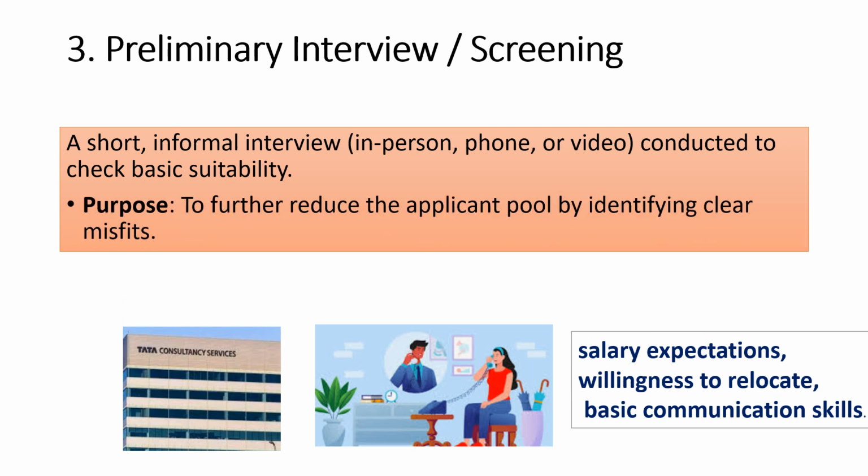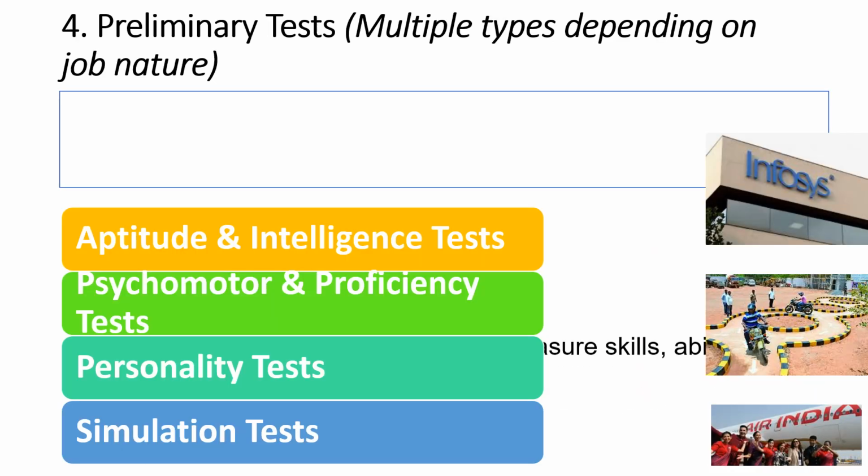The third step in this process is the preliminary interview. For example, TCS often conducts a 10 to 15 minute telephonic interview during mass hiring drives, and candidates are asked about salary expectations, willingness to relocate, and basic communication skills. For instance, if a candidate is unwilling to work at the client's location, they are dropped at this stage.